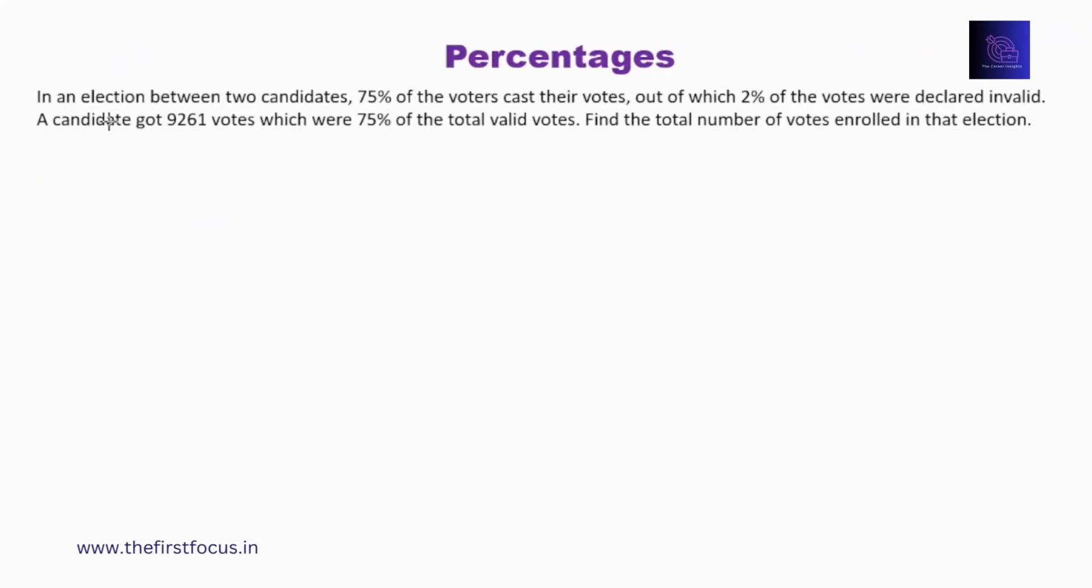Read this question. In an election between two candidates, 75% of the voters cast their votes, out of which 2% of the votes were declared invalid. A candidate got 9261 votes, which were 75% of the total valid votes. Find the total number of votes enrolled in that election. The solution is, we can take the total number of votes as X.